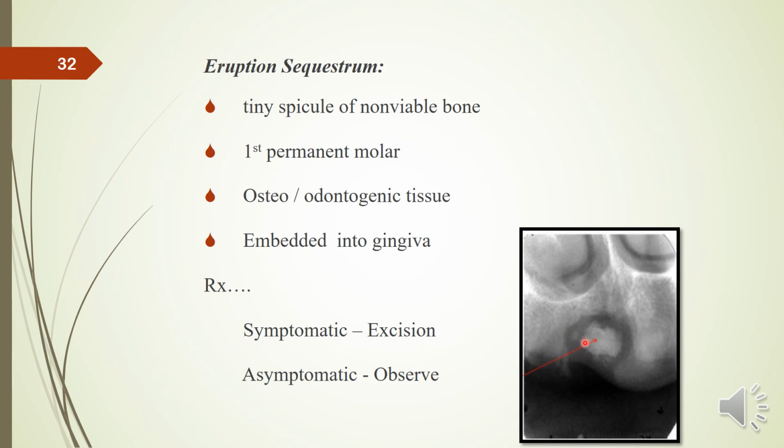So if it is symptomatic, you have to excise this tissue, and if it is asymptomatic, you have to observe, so that the developing permanent tooth will gradually push the spicule out, and you do not need to do any intervention on that. So your decision making depends on the symptomatic nature of the bony spicule, or if the spicule is causing a hindrance in the eruption of the permanent tooth.